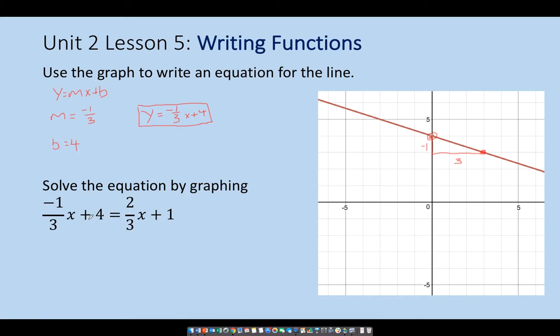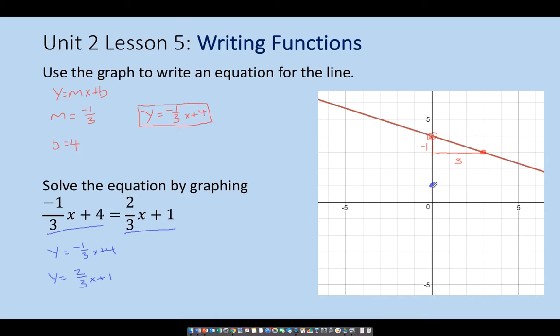The first one here, I've got the left-hand side and I've got the right-hand side. Essentially what's going on is I'm going to break this up and pretend both of them are in slope-intercept form, like y equals negative 1/3 x plus 4, and then y equals 2/3 x plus 1. It's kind of like I've got a system of equations. I'm going to solve it by graphing. So I've already got the one line here, and then y equals 2/3 x plus 1.